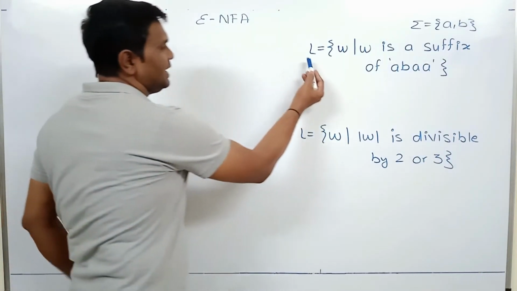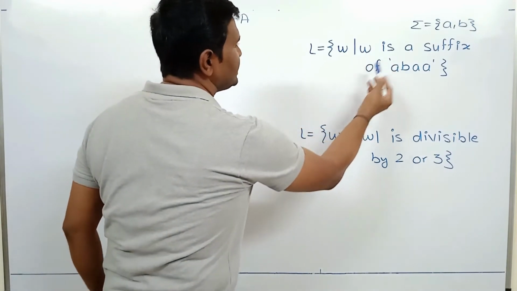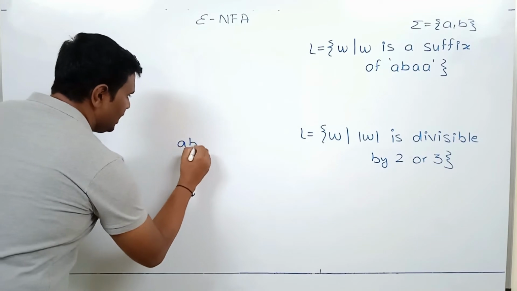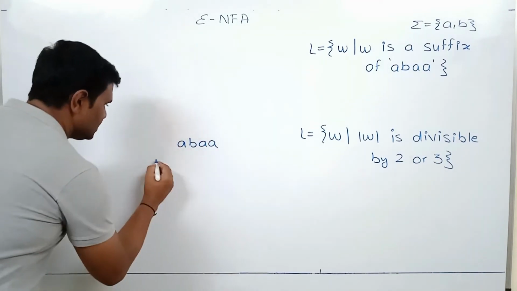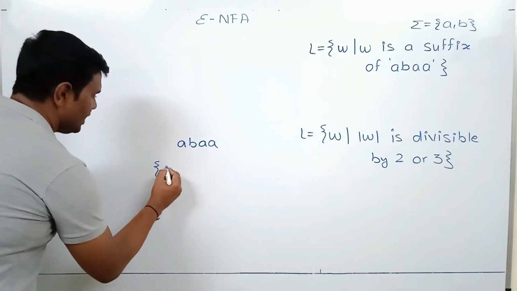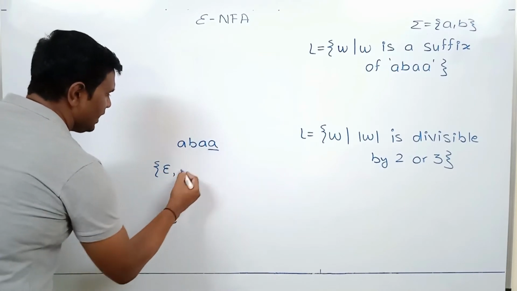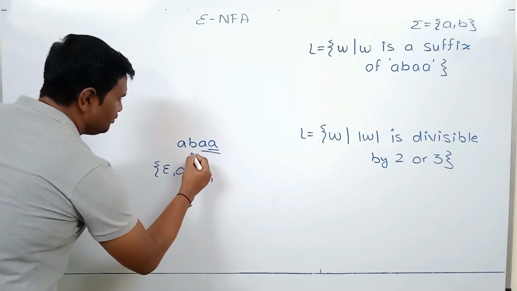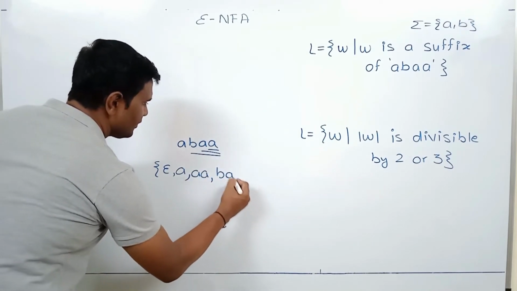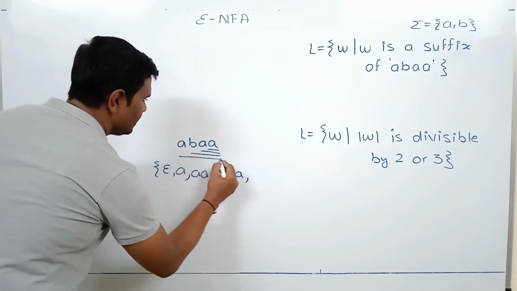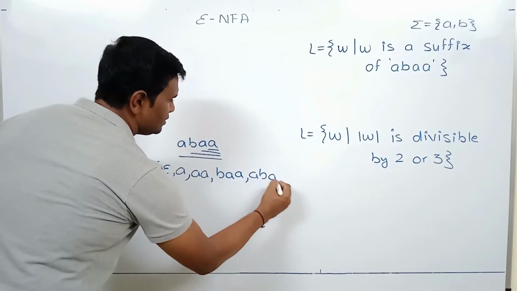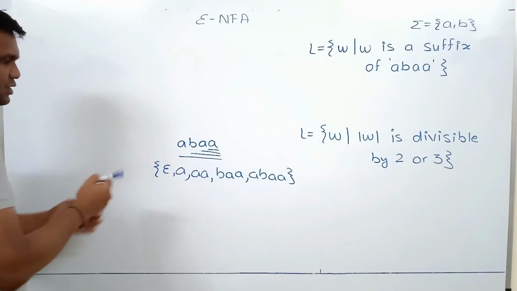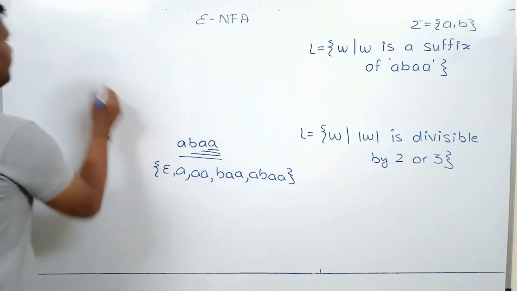Consider next language L, W such that W is a suffix of ABAA. Consider string ABAA. Now what are the suffixes of this string? Epsilon, then A, AA, BAA, and then ABAA. So the epsilon NFA we are going to design should accept only these strings.